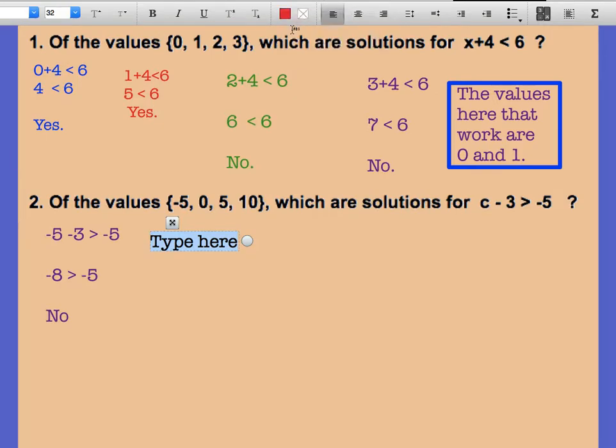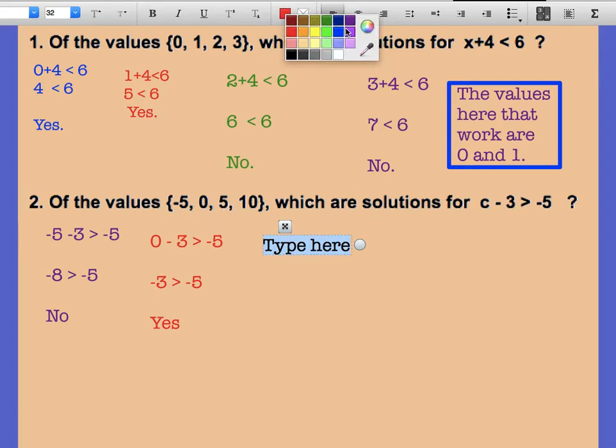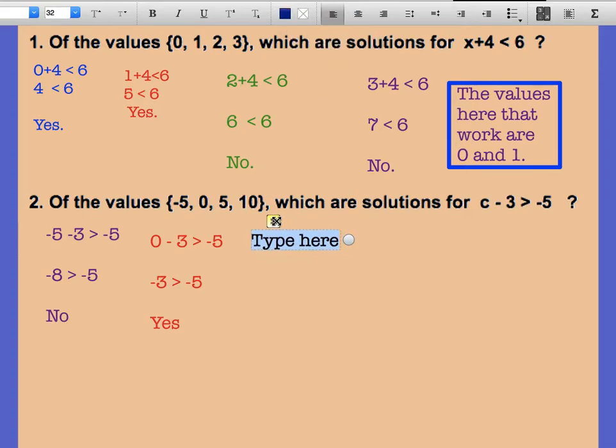All right, let's try 0. 0 minus 3 is greater than negative 5. 0 minus 3 is negative 3. Is negative 3 greater than negative 5? Yes. So 0 will be a solution here. Remember, that's the big difference with equations. With equations, there's usually only one solution, but with inequalities, there's many solutions. Let's try the next number that they give us, 5.